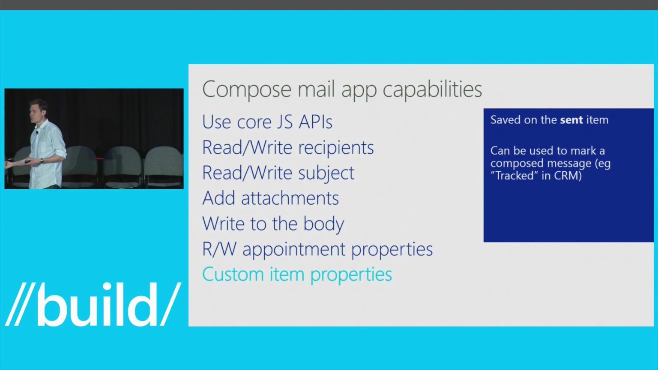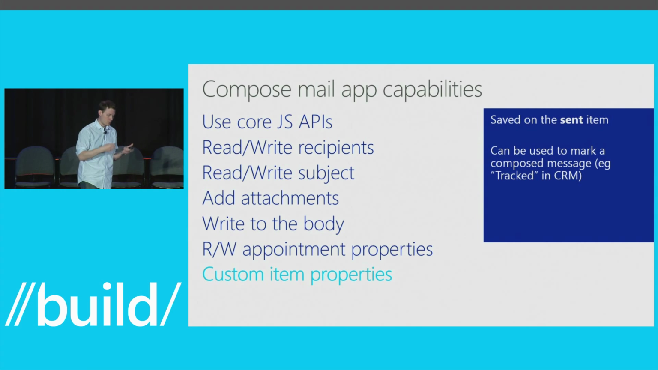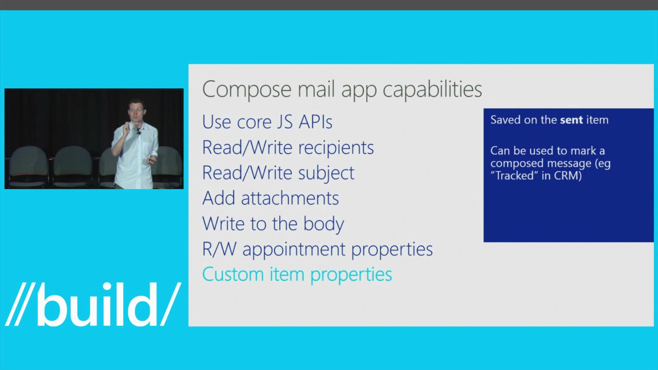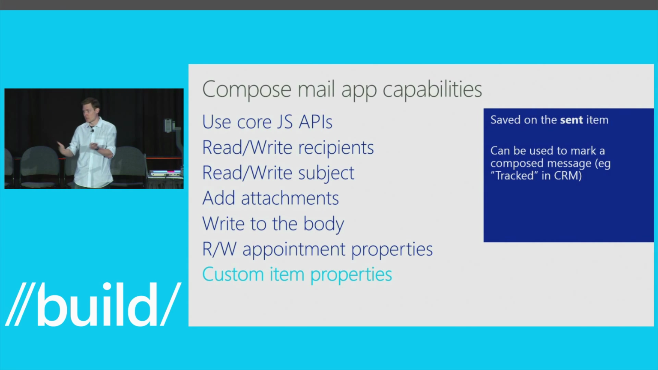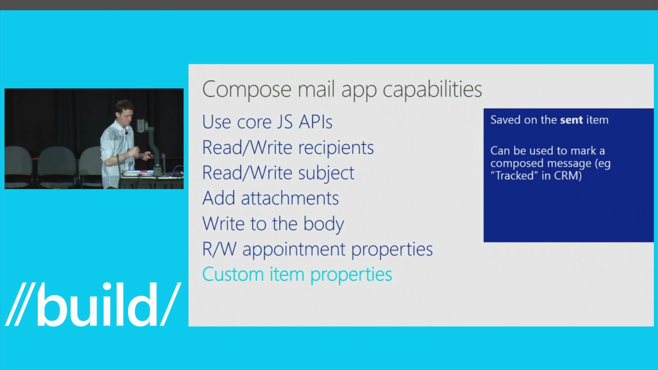custom properties. And so custom properties is a property bag for each item. So each item, you can save flags on an item. You can mark up an item, basically. And this would be interesting, for example, to say, yes, this message has been tracked. I already tracked this message. And so unlike in Read, here, custom properties are saved on the sent item. Why? Well, because when you compose the thing, it went away. You sent it out. So there's nothing on it.